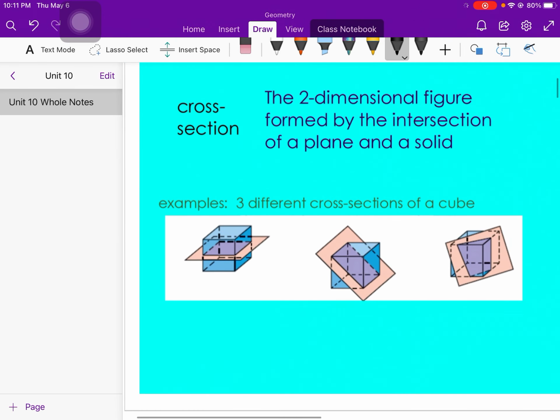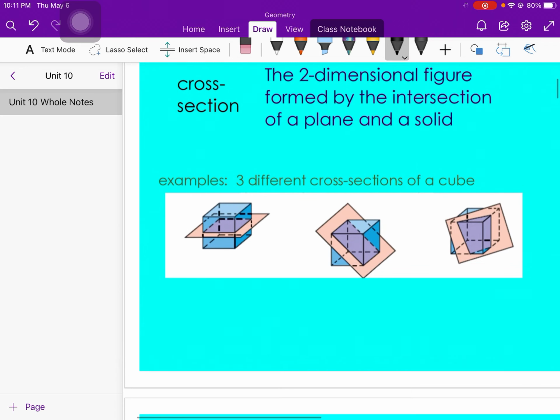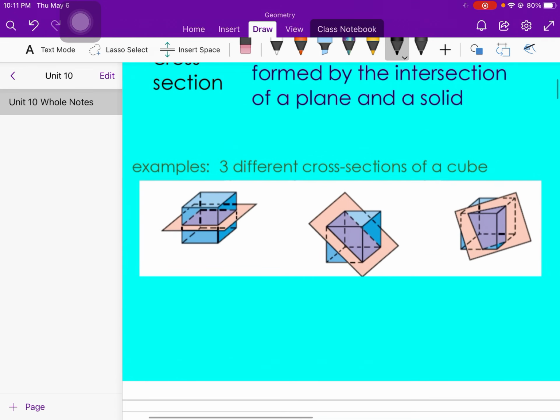All right, and then the next part we're going to talk about is what is called a cross-section. It's the two-dimensional figure formed by the intersection of a plane and a solid. So this can be any type of three-dimensional figure, whether it's a polyhedron or not. For the cross-section, you want to imagine a plane, so a flat piece of paper, intersecting a three-dimensional figure. And then what kind of shapes would we get?